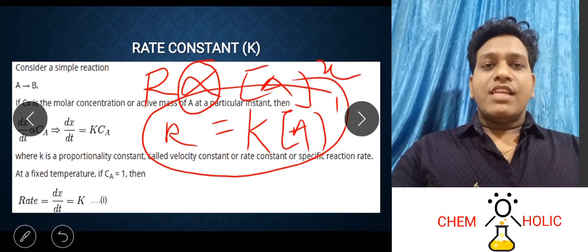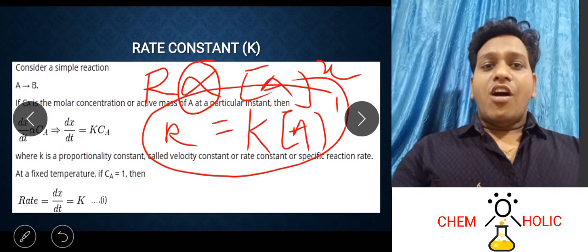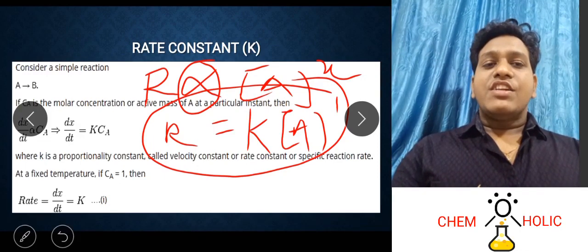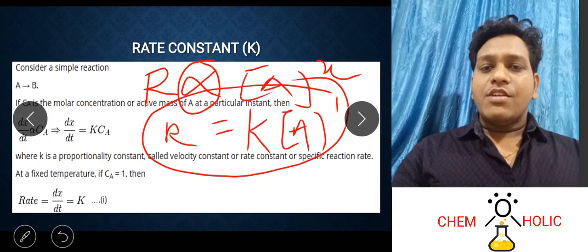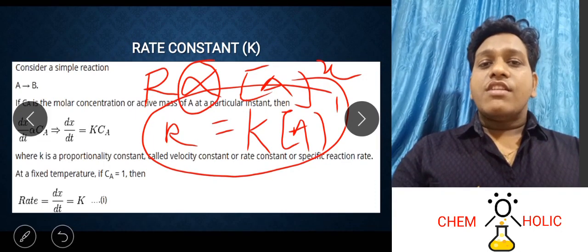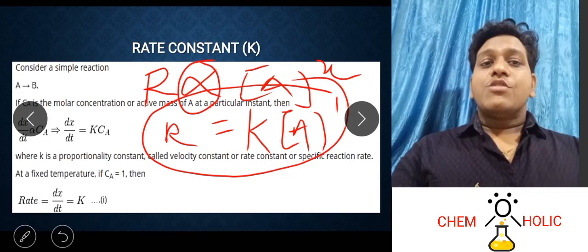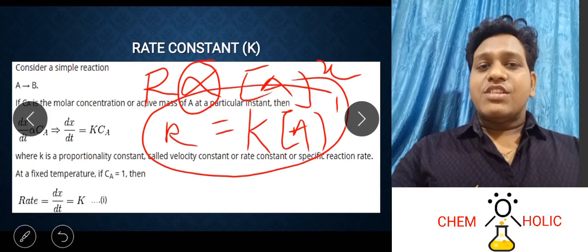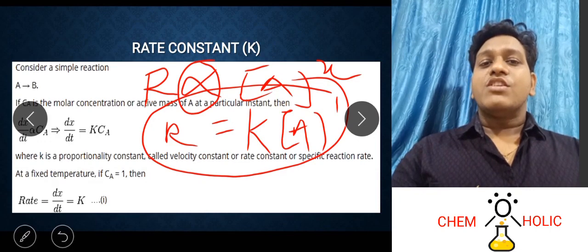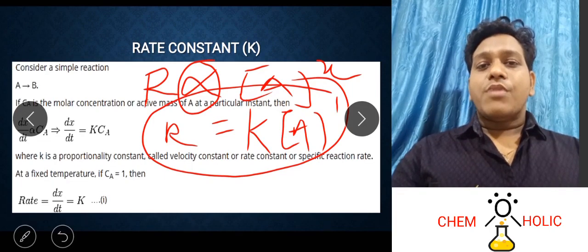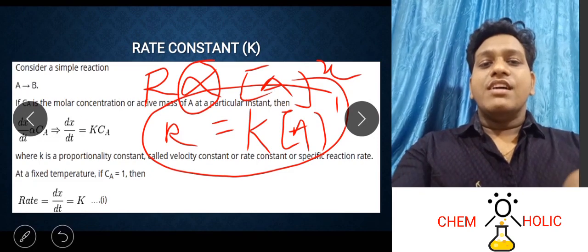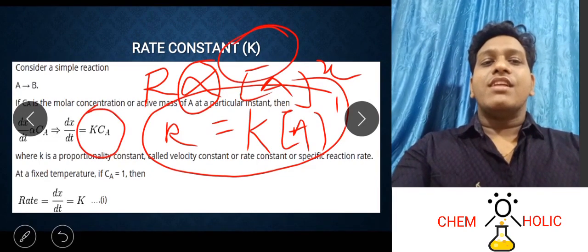Before this, we should understand the rate law. What is rate law? Rate law is defined as: the rate of any reaction is directly proportional to the product of concentrations of only reactants. In this case, we are not bothered about the product, only about the reactants. So the rate of any reaction is directly proportional to the product of concentrations of reactants raised to their stoichiometric coefficients. And if you remove this proportionality sign, you get one constant term. That constant term is called the rate constant.